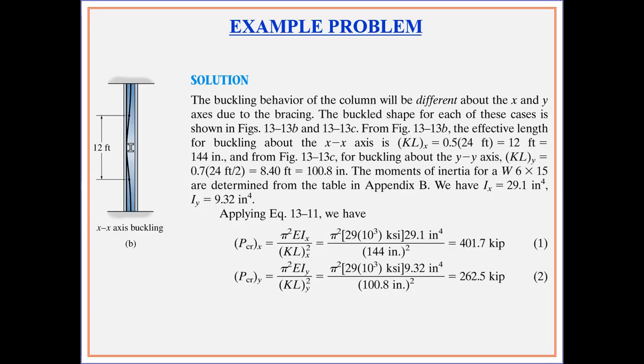So in conclusion, the P critical in X direction is equal to 401.7 kips, and P critical in Y direction is 262.5 kips. Now, I would like some of you, or any one of you, to tell me which load is going to govern over here, 401 or 262.